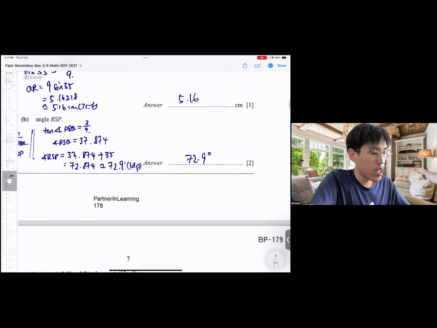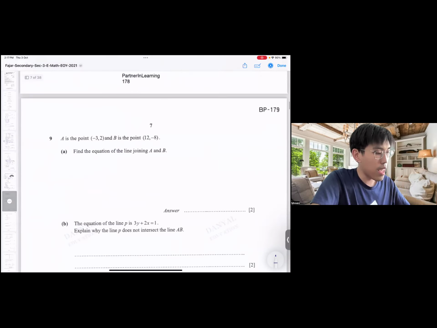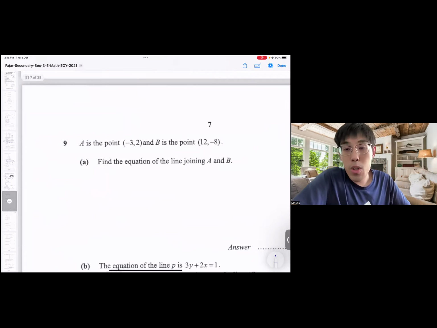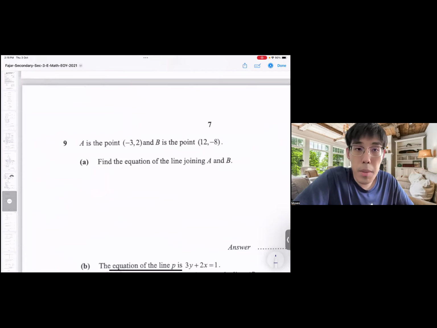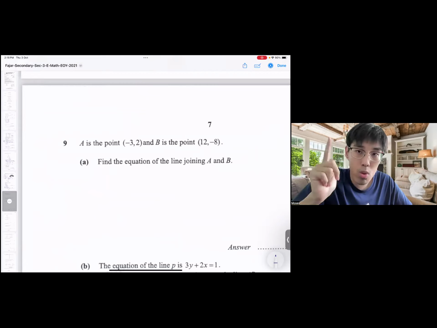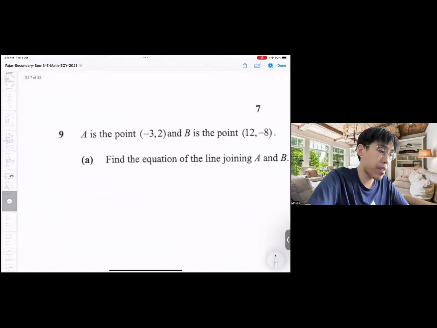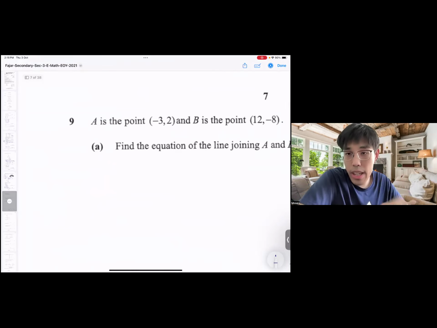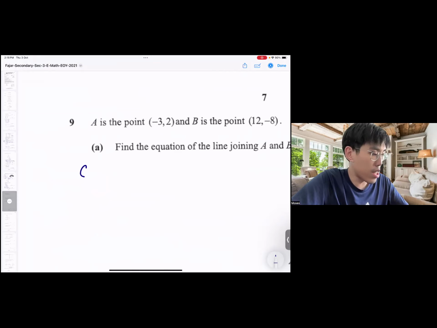Okay, so let me go on. Next, we talk about geometry, coordinate geometry. A is the point -3, 2, B is the point 12, -8. Find the equation of the line. Super easy. Number 1, find the gradient. Number 2, then find the equation of the line. Various ways you can do it. I'll do it the fastest and most efficient way. So first of all, I want to find the gradient.